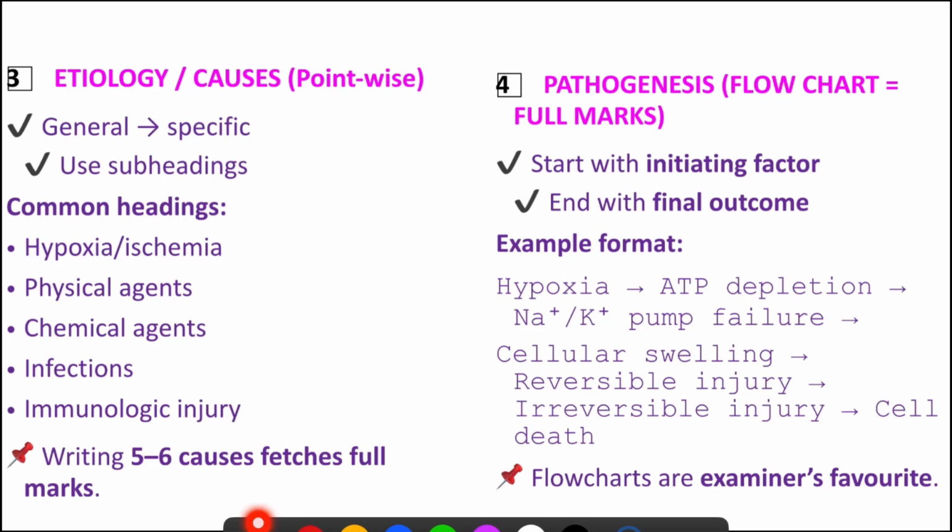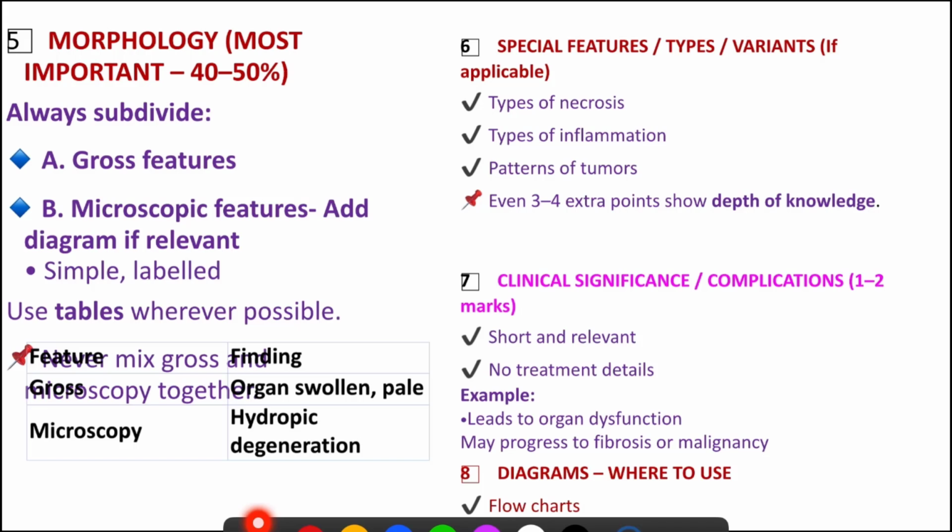Now fourth is pathogenesis. Try to use a flow chart which gives you full marks, and start with the initiating factor and end with the final outcome. For the example given here, hypoxia leads to ATP depletion, leads to sodium potassium pump failure, cellular swelling, reversible injury, irreversible injury, and lastly cell death. So flow charts are important and they are the examiner's favorite, so always use a flow chart.